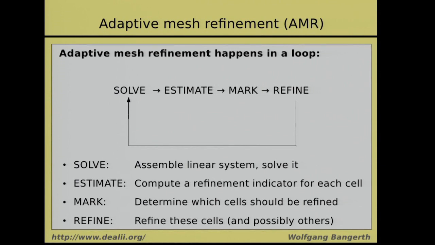So if you recall, the adaptive mesh refinement always happened in a loop. I start with a solve step, and once I have the solution, I want to estimate for every cell how big the error is. Then I need to mark certain cells for refinement and possibly others for coarsening, and then I actually need to do the refinement. And so the purpose of this lecture is going to be exclusively on the estimate step. The previous lecture, of course, was on mark, and the solve is what we have done throughout the rest of this course.